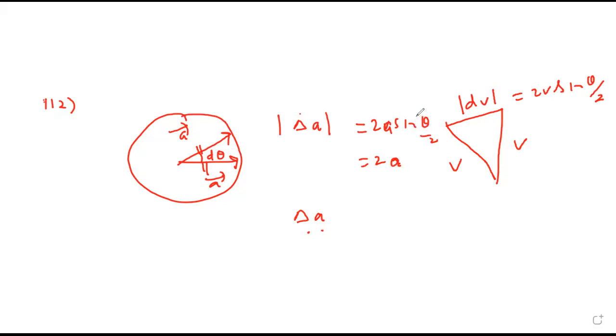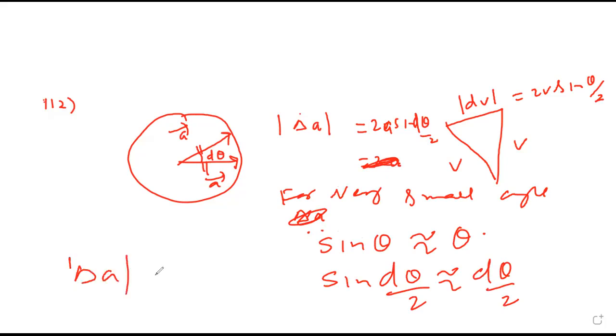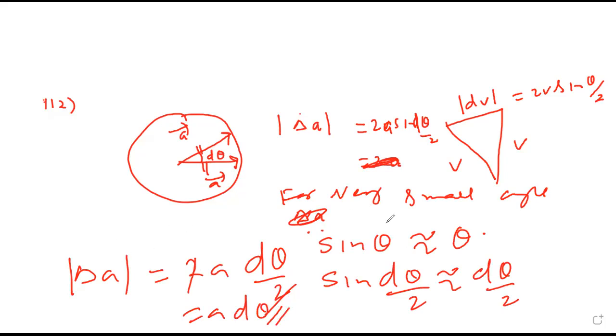Sine theta by 2 is your d theta by 2. For a very small angle, sine theta can be taken as theta. So sine d theta by 2 you can take as d theta by 2. Therefore, the change in magnitude delta A will be 2A d theta by 2. The 2 cancels, what do we get? A d theta. And the change in magnitude, delta A, is 0.